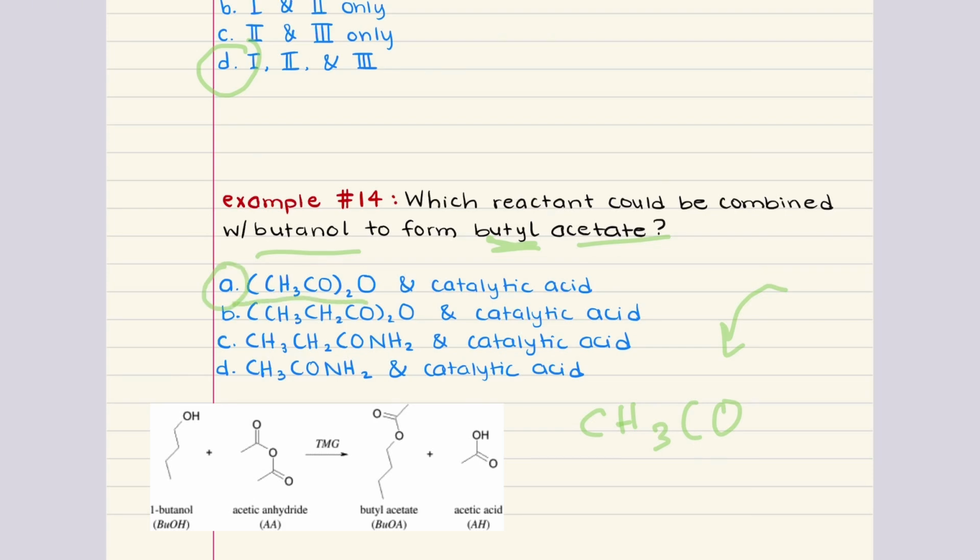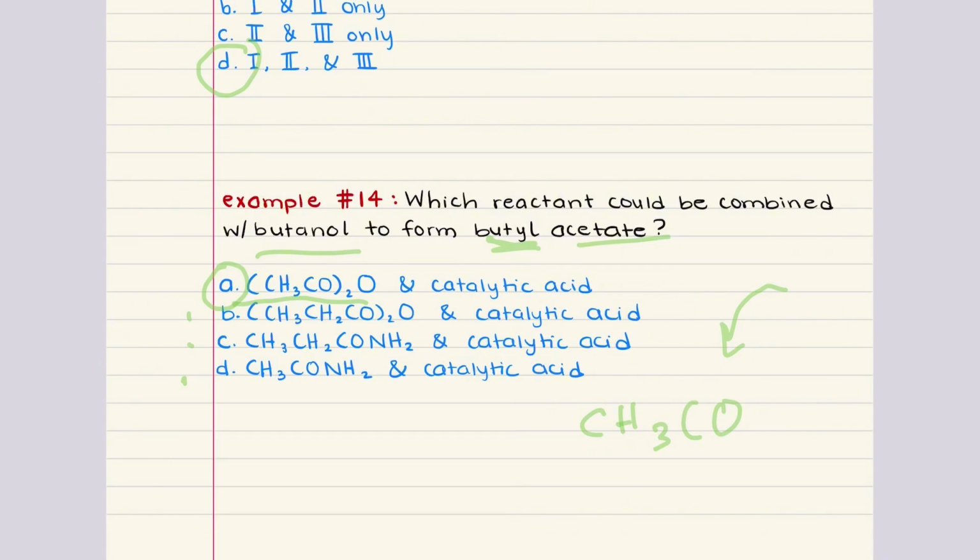This is known as acetic anhydride. And anhydrides are reactive towards alcohols, and in the presence of catalytic acid, they can react to form esters. So when acetic anhydride reacts with butanol in the presence of acid, we form butyl acetate and acetic acid as a byproduct. So that makes answer choice A the correct answer. Choices C and D are amides, which are not reactive enough under these conditions to form esters. And choice B uses a different anhydride, which would give you butyl propanoate, not butyl acetate.